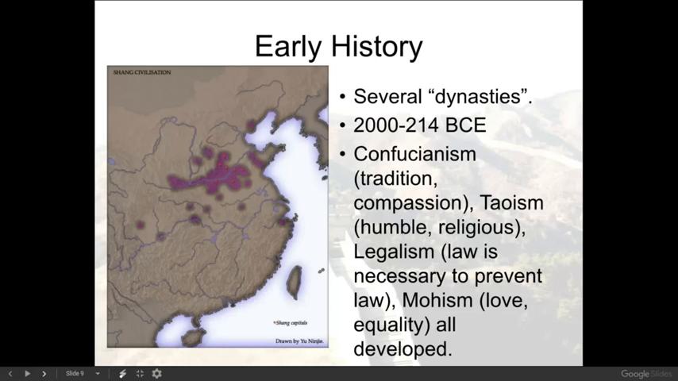Tradition and compassion. So, tradition, you're probably familiar with even some movies that are made about ancient Chinese stories about the importance of ancestors and family and those kinds of things. So, tradition and also compassion. Taoism, which is spelled Taoism. This concentrates on being humble and religious.